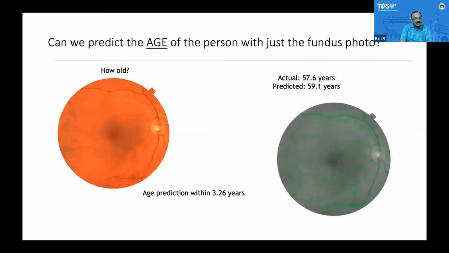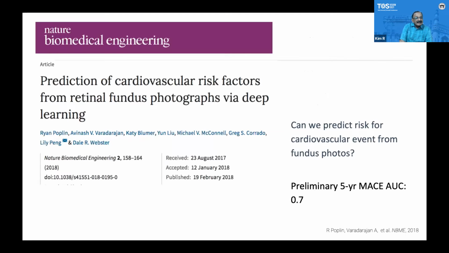Age of the patient can be predicted to almost 67% accuracy. Predicting the cardiovascular risk factor for a 5-year period is something very, very interesting and has a large potential, but of course needs a lot of longitudinal data to be validated, to ensure that this can be relied upon to understand how we can predict the cardiovascular risk factor just by looking at a fundus photo.